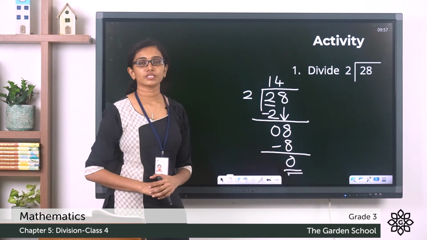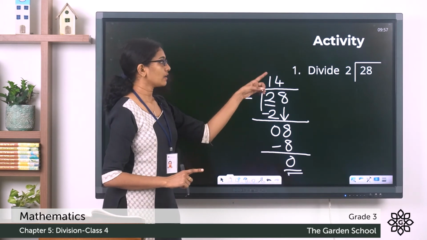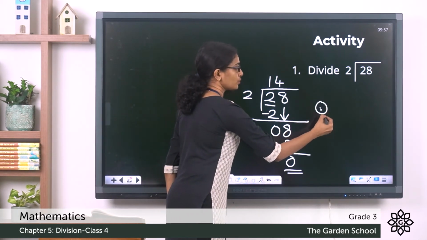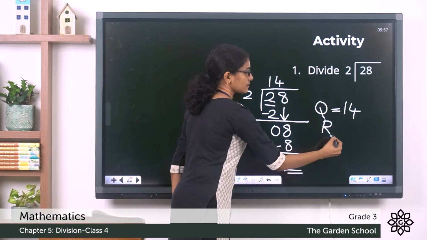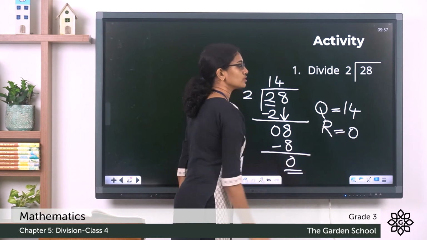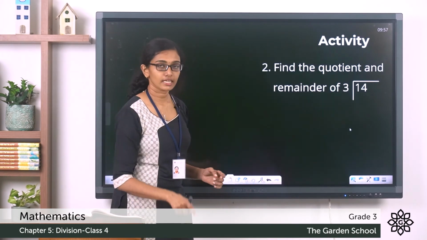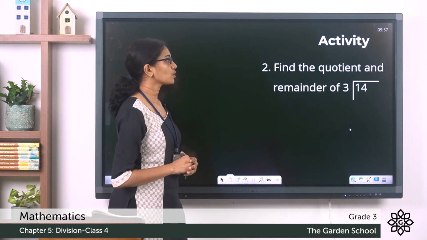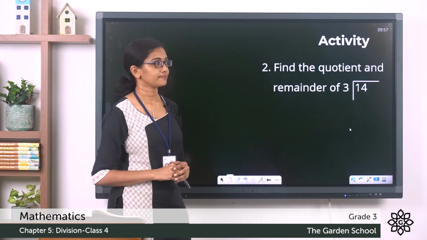Is there any more digits to bring down? No. So let's stop the division right there. And we have got the quotient, or Q, equal to 14 and the remainder is equal to 0. Hope you got the answer correct. Now let's discuss the second question. Find the quotient and remainder of 14 divided by 3.